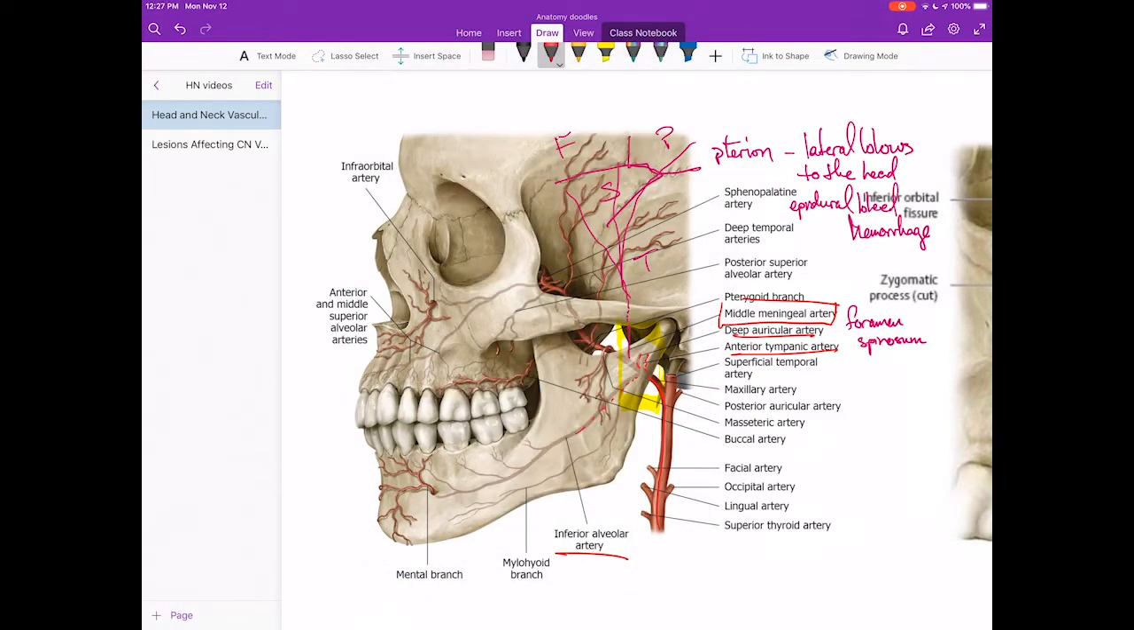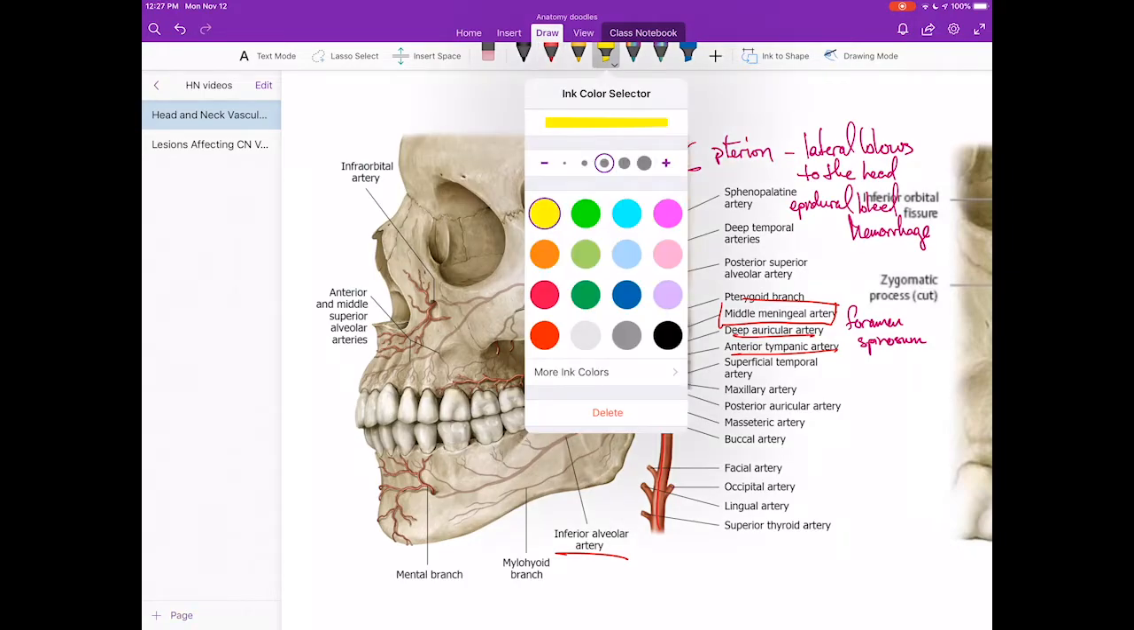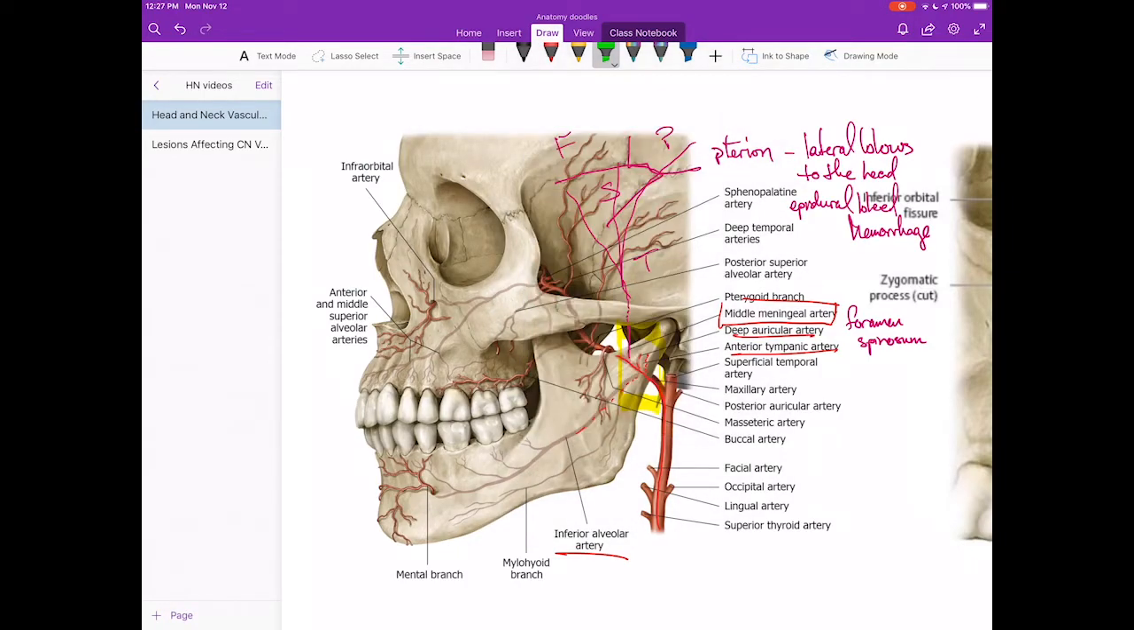Okay, and then going back to the maxillary artery. So the maxillary artery continues on, and then it encounters the vessels that supply the muscles of mastication. So I'll highlight that in another color. So here are the muscles of mastication. Okay. And so pick a muscle of mastication. You're going to have an artery that goes to it. So, including the masseter, the buccinator, going to the buccal artery.